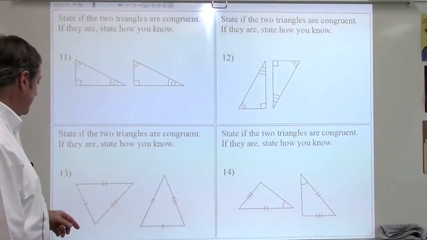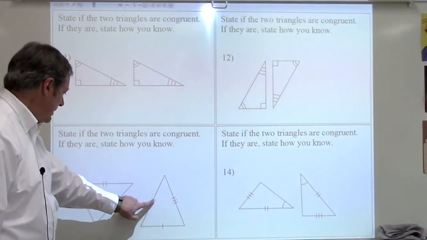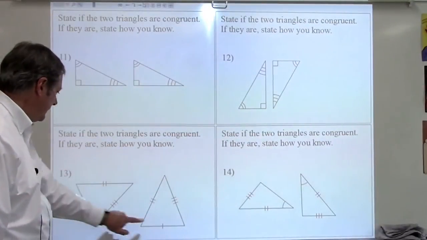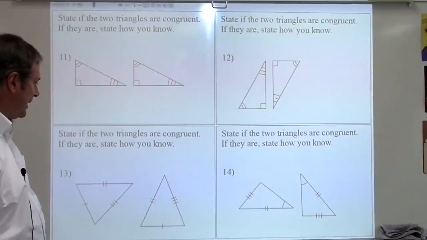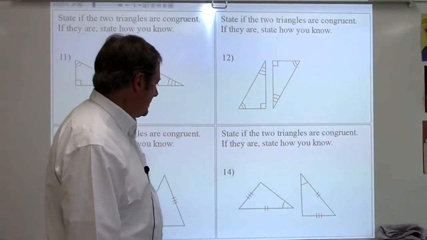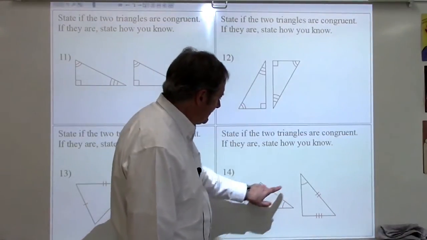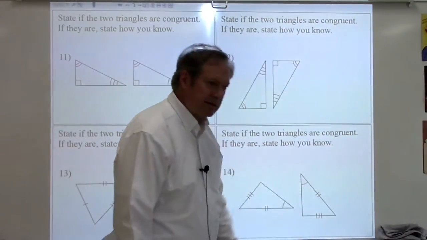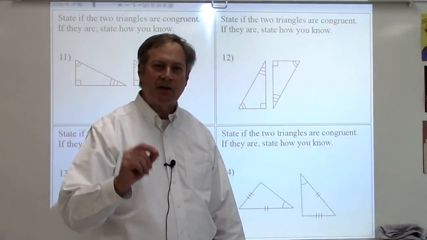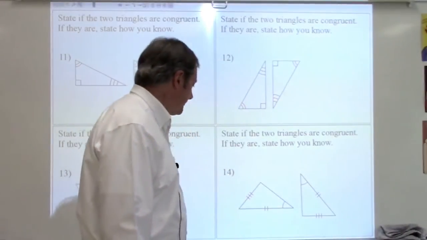How about in number 13? Let's see, we've got a side, side, side. So yes, by side, side, side, these are congruent. How about 14? We have an angle, side, side. Okay, remember there's no ASS, no angle, side, side. So while they look congruent, you can't prove that they are.